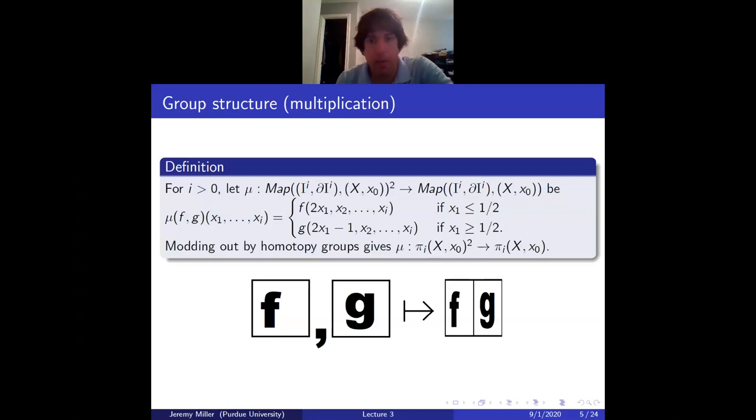Yeah, so this gives a map on mapping spaces, and then it respects homotopy enough to descend to a map from the ith homotopy group squared, like Cartesian product with itself, to the ith homotopy group. And this is going to induce the group structure.